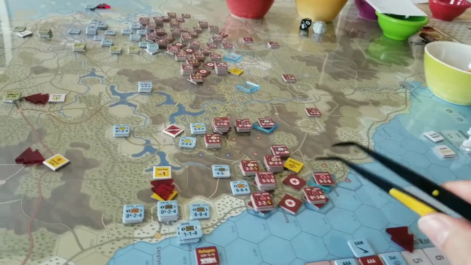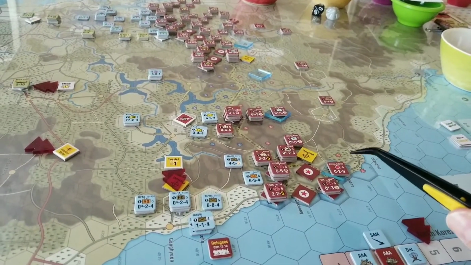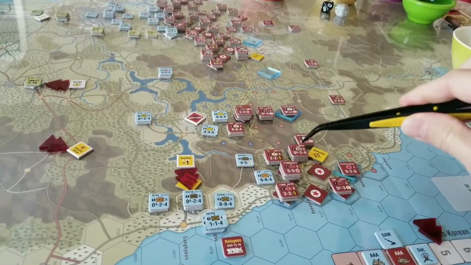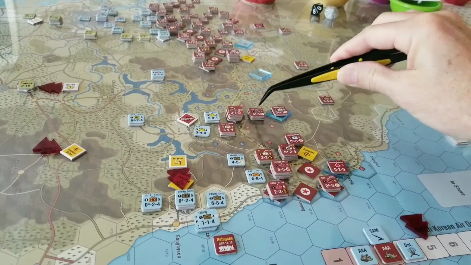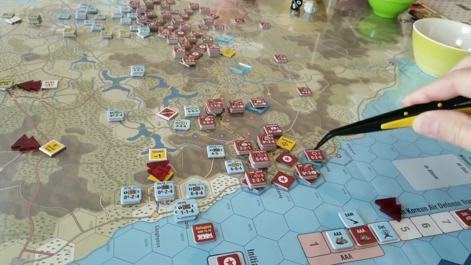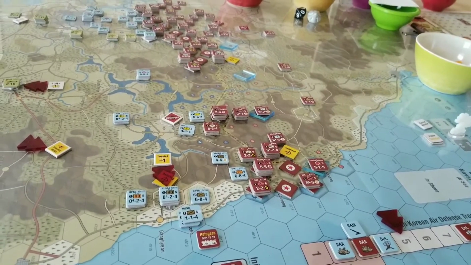But here, it's something that I didn't pay attention to. So I'm going to have to back up some of these headquarters. I'm going to have to back that headquarters up to there. That one's going to have to go there. That one's going to have to go there.